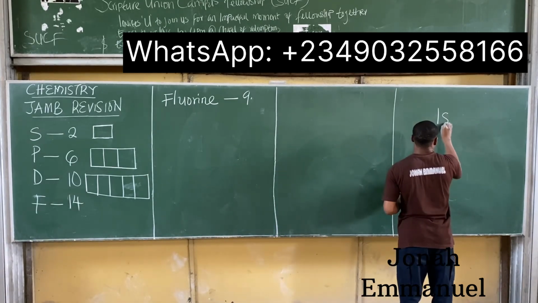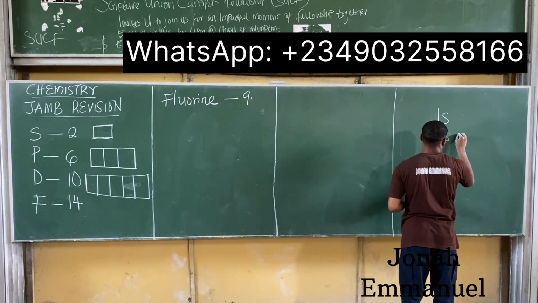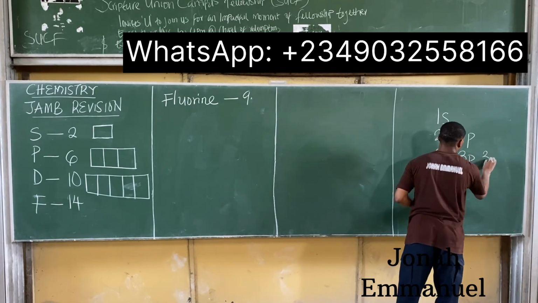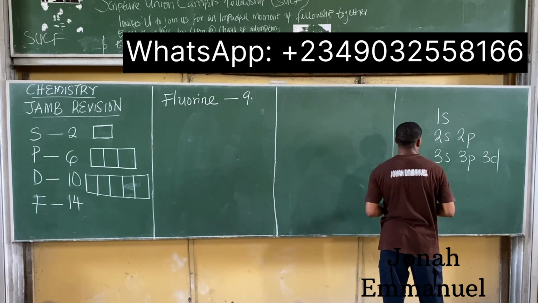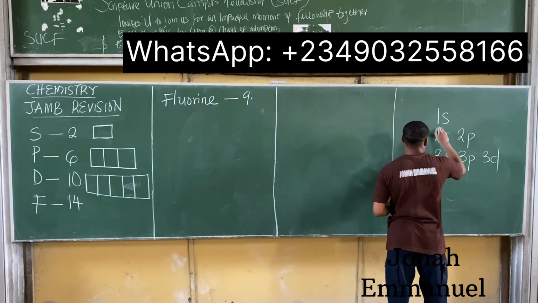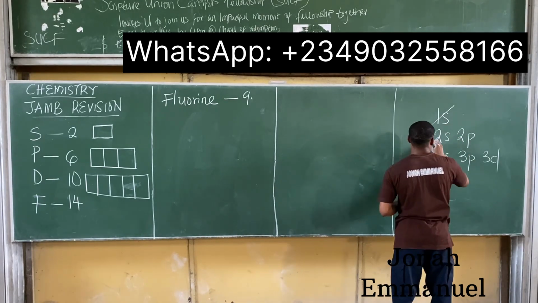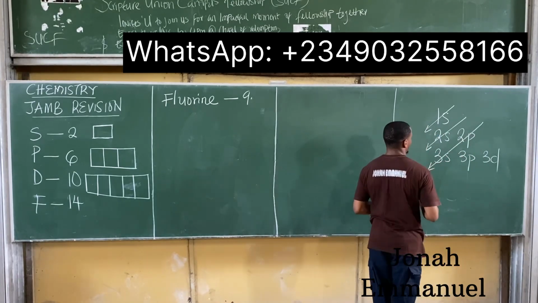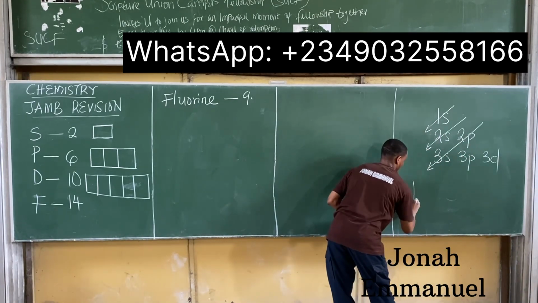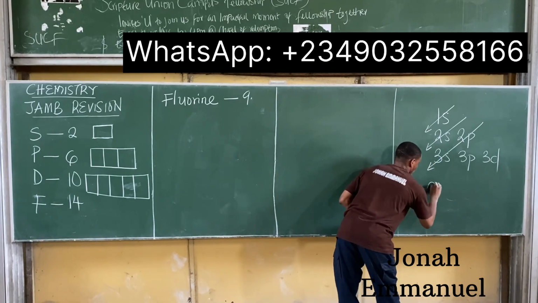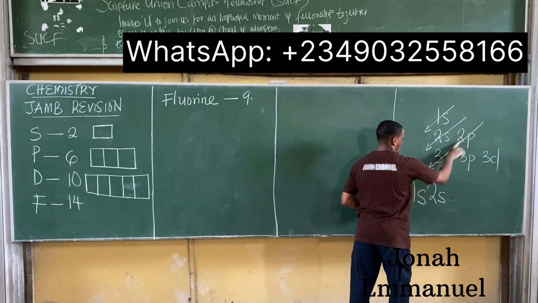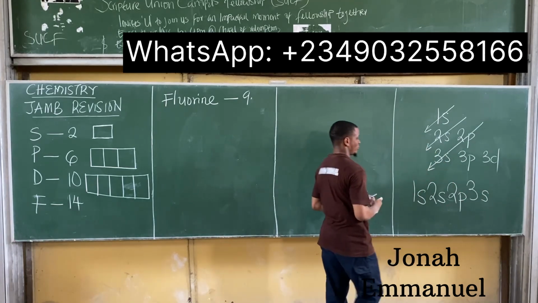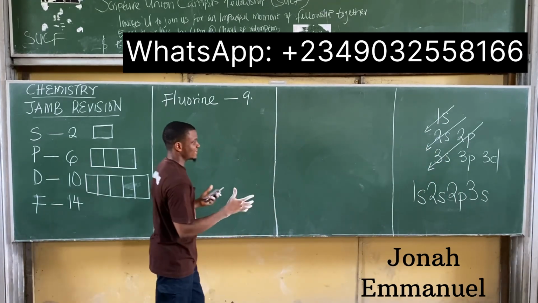I have 1s, 2s, 2p, 3s, 3p, 3d. This should do. Don't forget that when it comes to our order, 1s comes first, and then 2s, and then 2p, and then 3s. In order of priority, I'll have 1s first, then 2s, then 2p, and then 3s. All right, with this concept, let's see how we can fix this in.